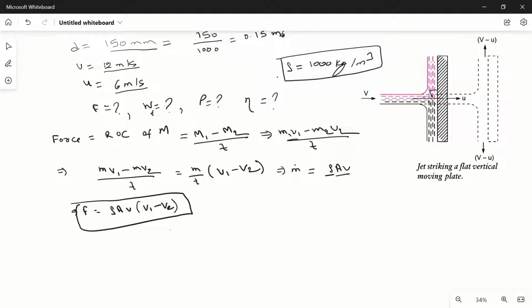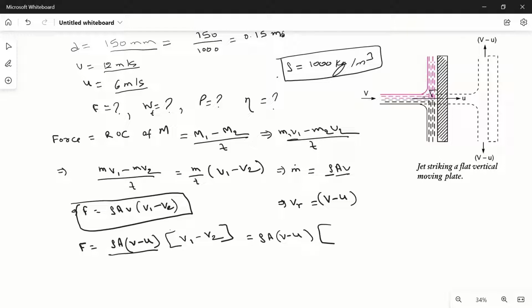But in this case, you can see that this plate is moving with a velocity u and this jet is moving with a velocity v. So we have to see how much fluid is striking this plate. It will depend on the relative velocity of the fluid and plate. So the relative velocity of the fluid and plate, VR, is v minus u. So F here will become rho a (v minus u), because the mass flow rate which is striking on the plate is rho a (v minus u), times (v1 minus v2).